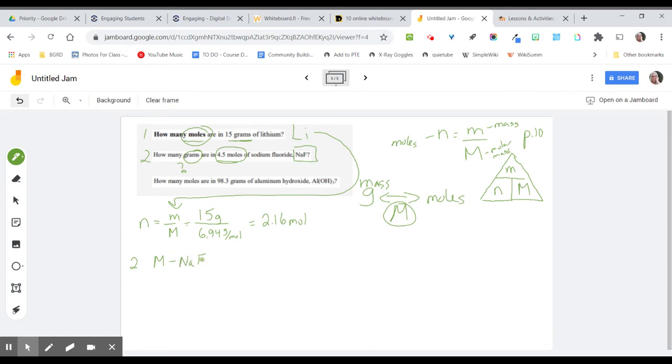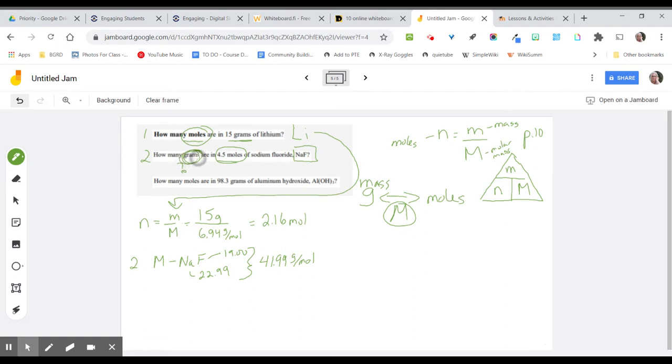So let's add up sodium. Find sodium on your periodic table. It is 22.99, and fluorine is 19.00. So our molar mass for the compound is going to be, there's only one of each, so that is 41.99 grams per mole. So that's the molar mass. All right, now that we have the molar mass, we can pop everything into our formula.